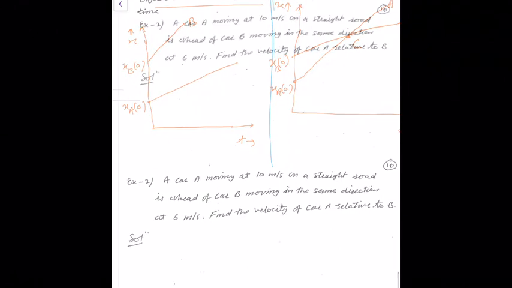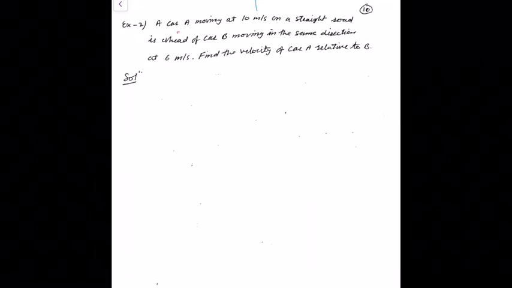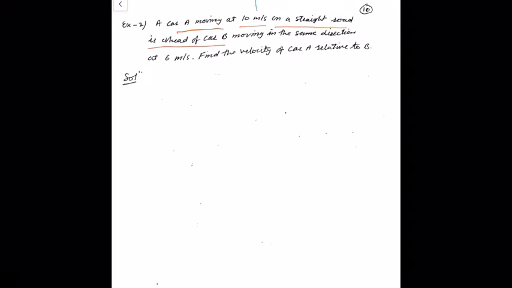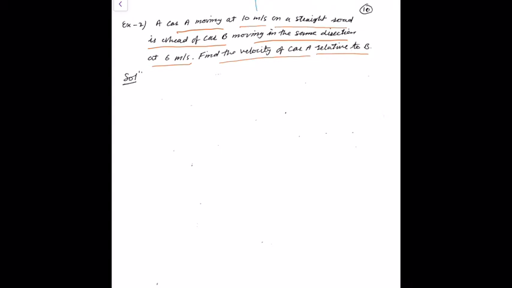Next example. Example 2. A car A moving at 10 meter per second on a straight road is ahead of car B moving in the same direction at 6 meter per second. Find the velocity of car A relative to B and the velocity of car B relative to A.